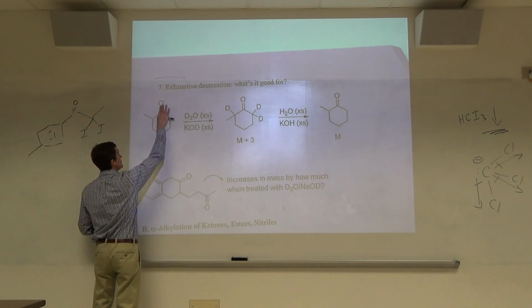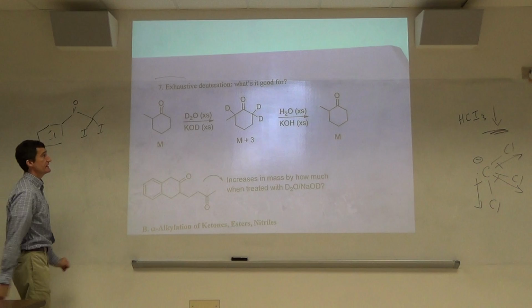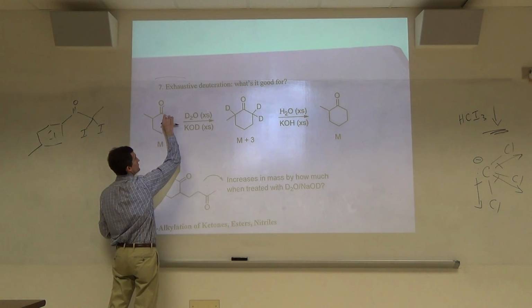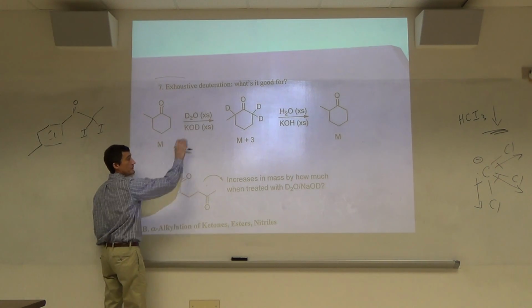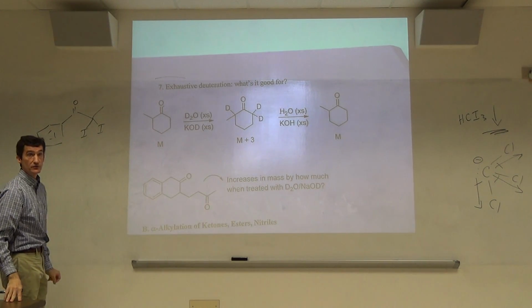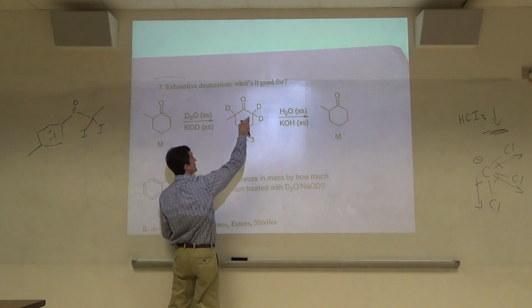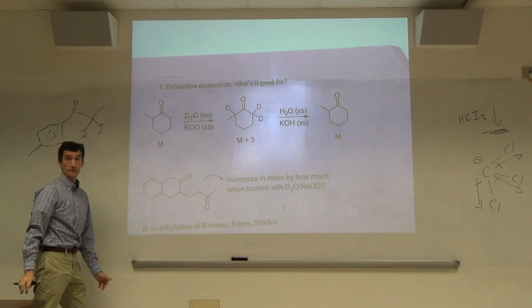But H2 is not an electrophile. D2O is readily available. If you treat this with D2O, which is analogous to H2O, and KOD, which is analogous to KOH, the deuterium isotopes of all that, what you can get is exhaustive deuteration. All your acidic hydrogens can be replaced with deuteriums.